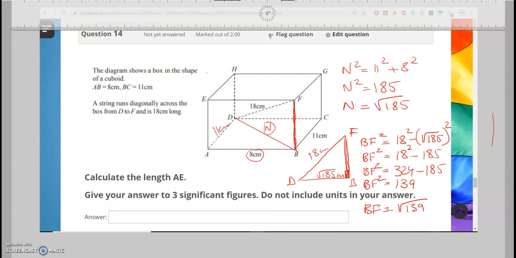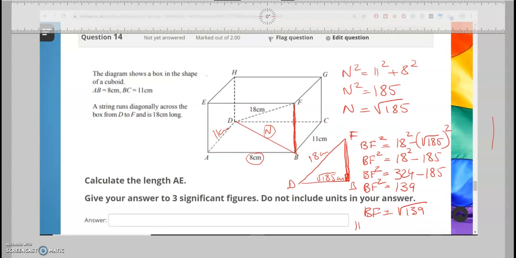So BF itself will be the square root of 139, which is 11.789826126. To three significant figures, we have 1, 2, 3. So we cut it off here. So 8 makes the 7 go up by 1. So this becomes 11.8, and we will not include the units.